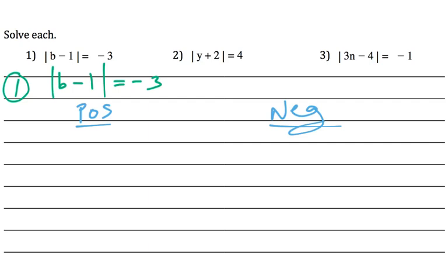Let's try to put something in here. Let's actually solve this. This is going to be helpful to see. Here's b minus 1 equals negative 3. This is the positive case. I'm going to add 1 to both sides. And I'm going to get b is equal to negative 2.